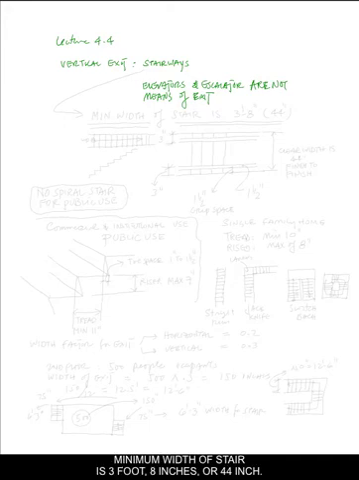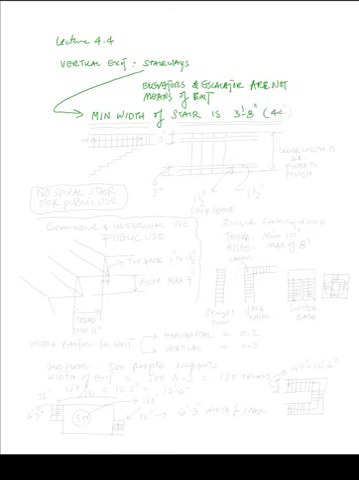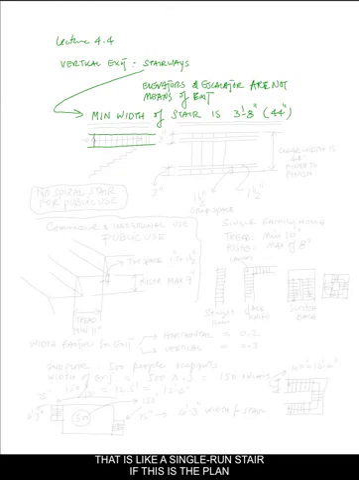Minimum width of stair is 3 foot 8 inches or 44 inches. That is like a single run stair, if this is the plan and this is the view of it, and it goes up or down.